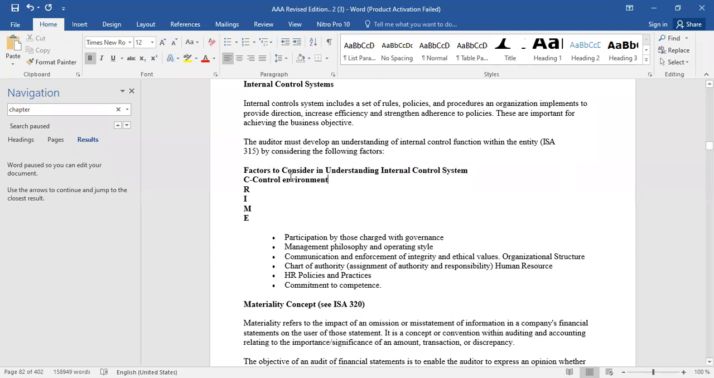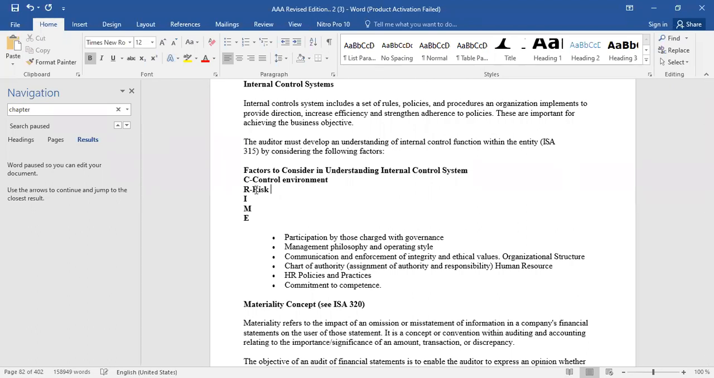Now, under control environment, these are where you're going to check these ones. These are the control environment: the attitudes of people who are charged with governance, the philosophy, the communication, the charts. Is it an environment under which control can work? That is control environment. So in exam, they can ask you to give factors to consider in understanding the internal control environment or internal control system. They are these ones. But if they ask you about components of internal control system, they are these ones.